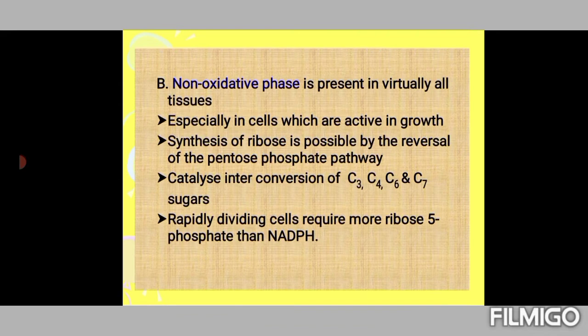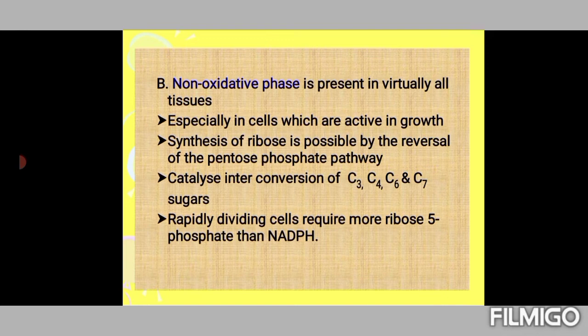The second part is the non-oxidative phase, which takes place mostly in all tissues, because all tissues require the special product ribose, which is the part of the non-oxidative phase of the HMP pathway. Thus, this is especially in high demand in cells which are actively growing. Synthesis of ribose is possible by reversal of the pentose phosphate pathway also, as I said. The non-oxidative pathway is reversible, so any of the substrates involved can be reversed to give rise to ribose.